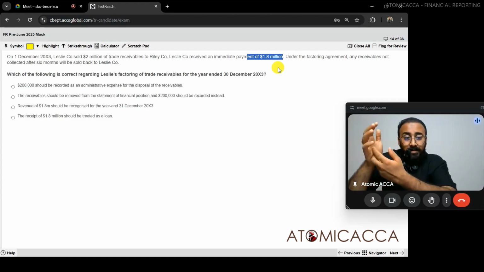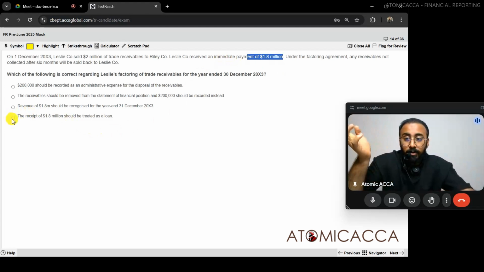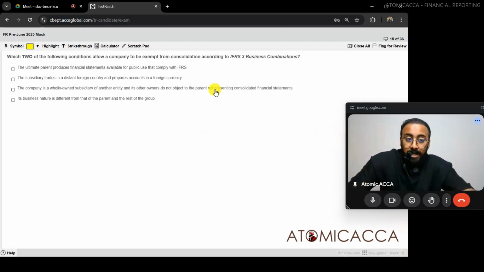So that is not revenue. We mentioned the entry already: debit cash, credit loan, liability. So option C is also out. By default, option D becomes your answer. The receipt of 1.8 million should be treated like a loan. So that is over.